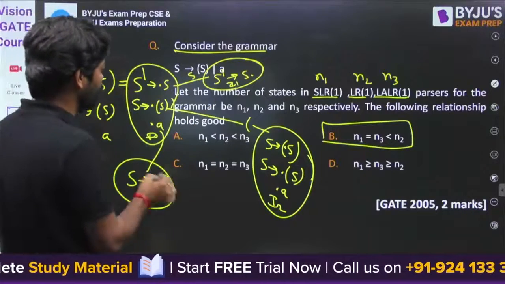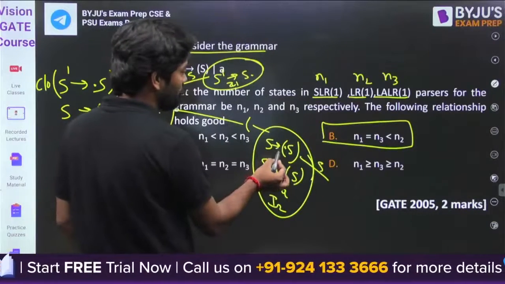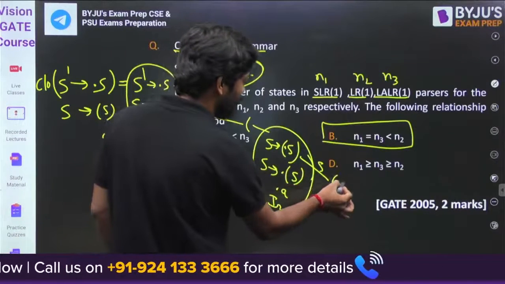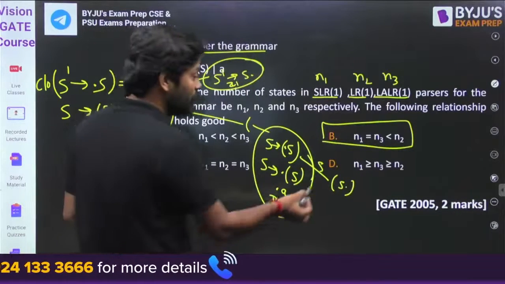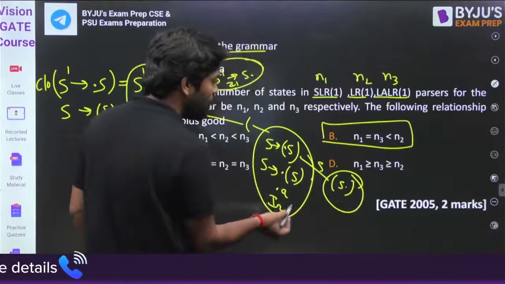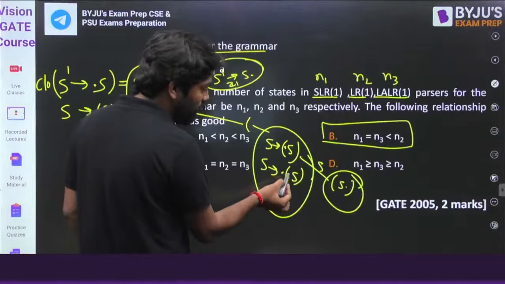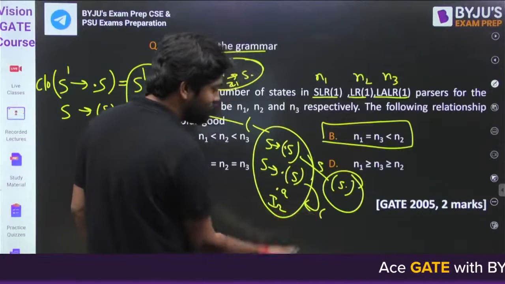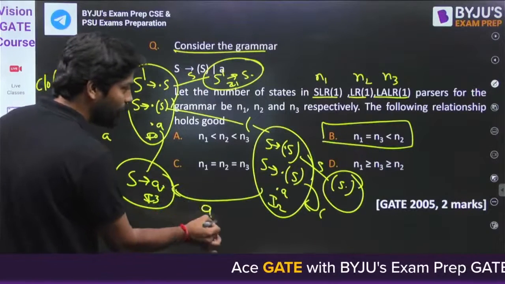Now, what about this one? The input is S. So it is S goes to opening bracket S dot closing bracket. After the dot, a terminal is there, no problem. What about the opening bracket here? See, dot S. I think you know it is a self loop on the opening bracket. And A will go here.